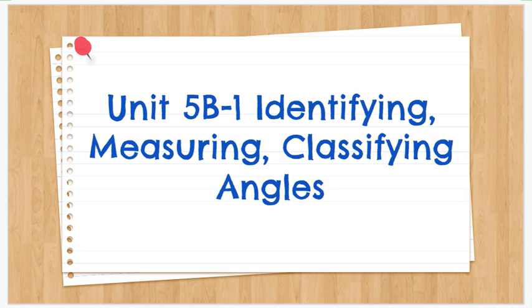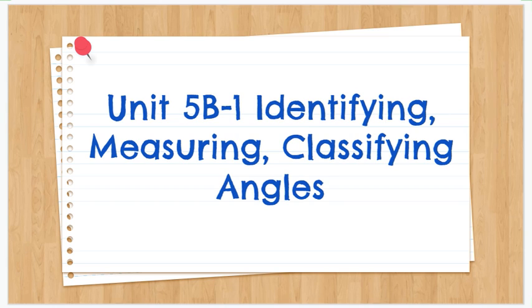Unit 5B, Lesson 1, Identifying, Measuring, and Classifying Angles. So today we're starting Unit 5B. This is the second half of that geometry unit. The first half was all about transformations, and the second half is all about angles and triangles. And we're going to be able to put a little bit of algebra into that as well, but it's mostly that second half of the geometry unit.